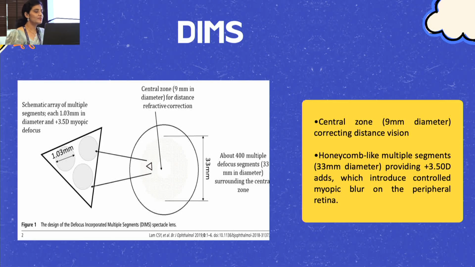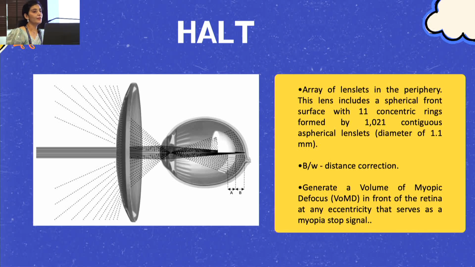So coming to the DIMS lenses, all of these lenses have a central clear area which corrects for the distance vision, and then surrounding it in the mid periphery there are about 400 multiple defocus segments which are 33 mm in diameter, and they are arranged in a honeycomb pattern, and each provides a plus 3.5 add which will control the myopic blur. So it converts the hyperopic defocus into a myopic defocus. Coming on to the HALT lenses, this pushes the concept even further.